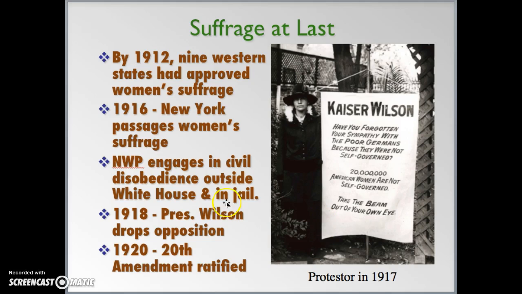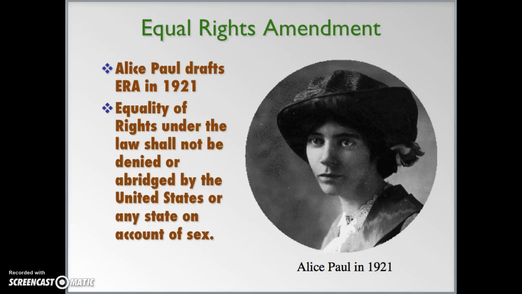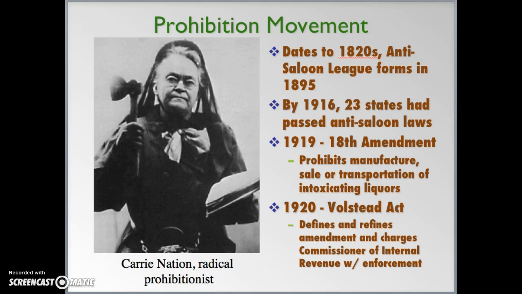She won't. The National Women's Party comes along. We've already heard about them a little bit with Alice Paul. They engage in more radical civil disobedience. Wilson drops his opposition in 1920. Women get the right to vote. After that, Alice Paul says, let's have the Equal Rights Amendment. Doesn't pass, but we've already talked about that.